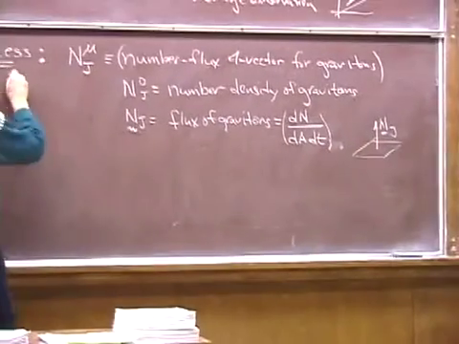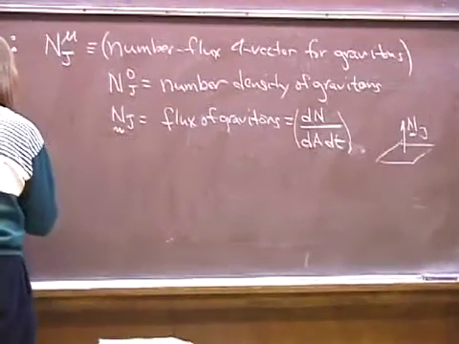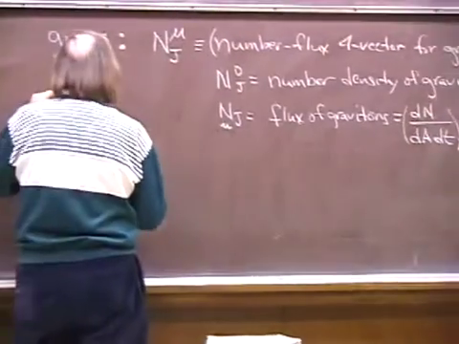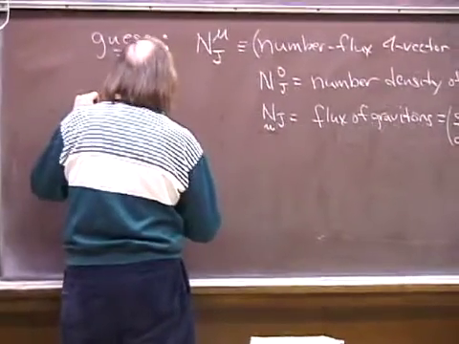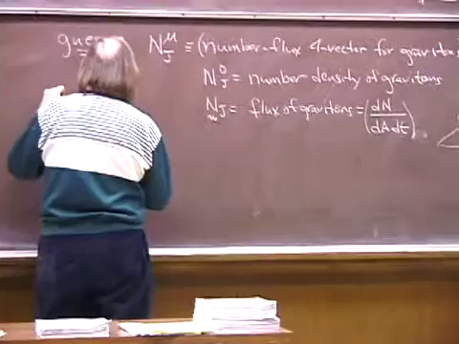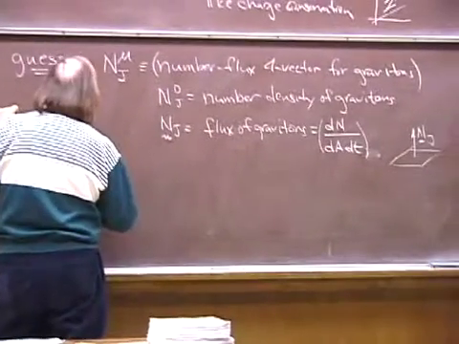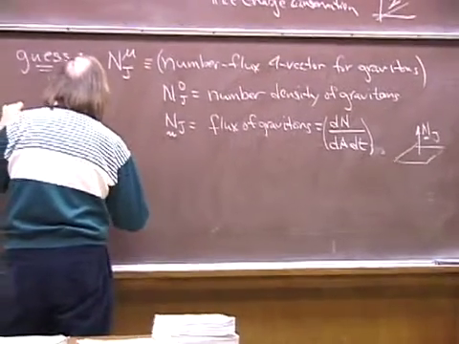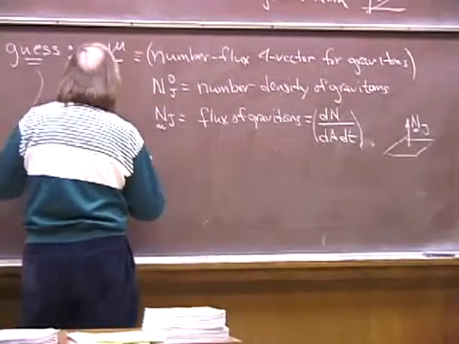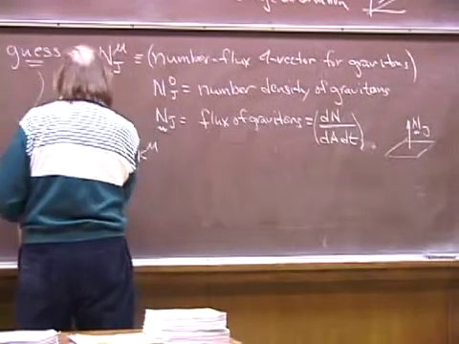And so our guess then is that this number flux 4-vector for gravitons is just equal to or proportional to h_j squared times k^mu.